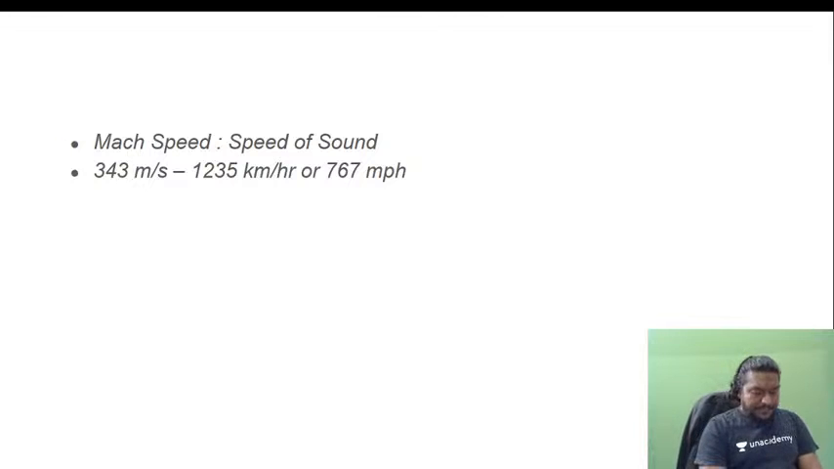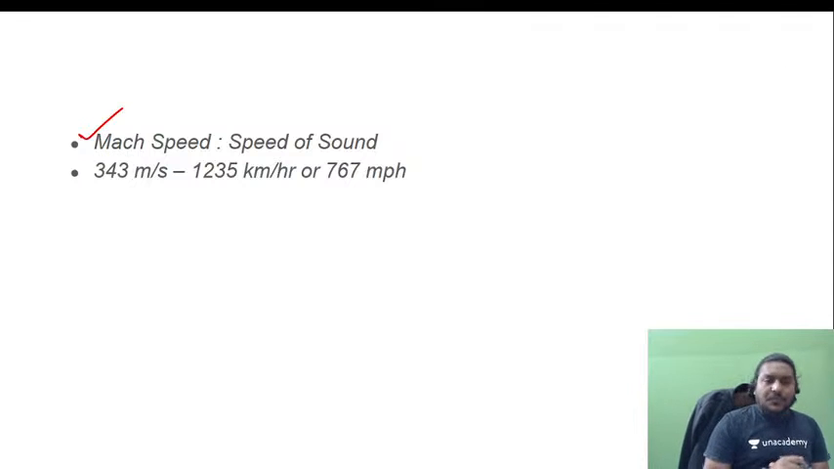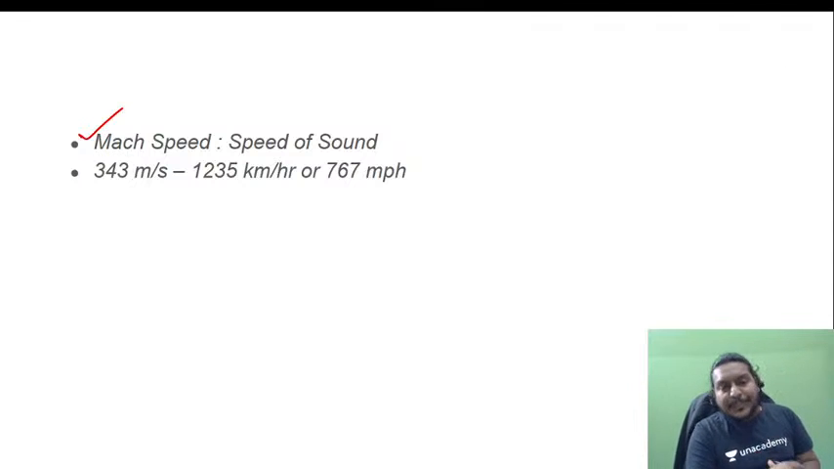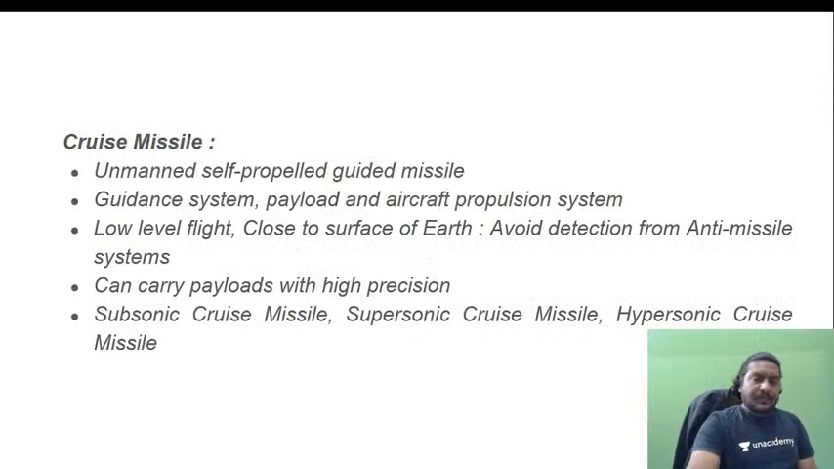Now, how are these traveling? What is the speed of them? Here we have a very important concept called Mach speed. We call it Mach speed, that is nothing but the speed of sound. So 1 Mach is equal to 343 meters per second or 1235 kilometers per hour or 767 miles per hour. We could categorize it in this way.